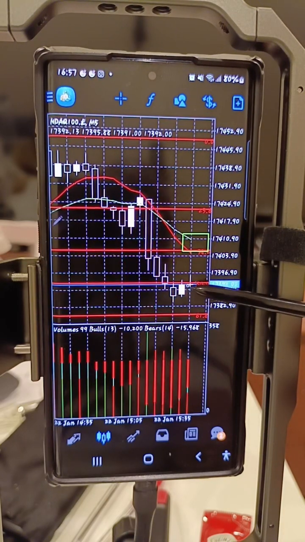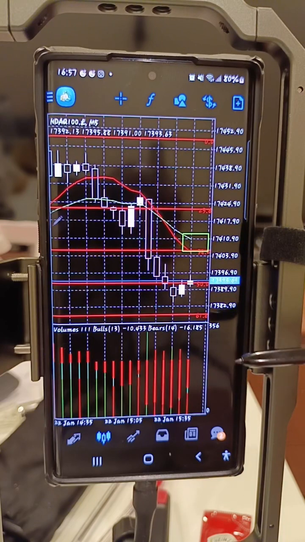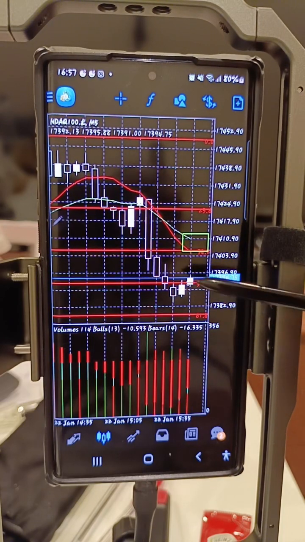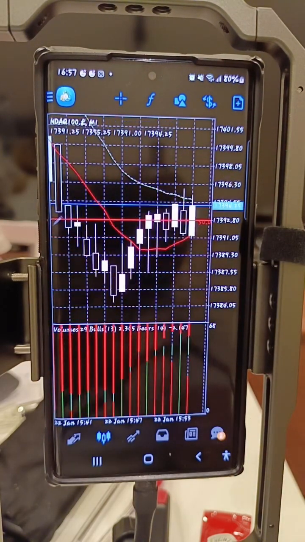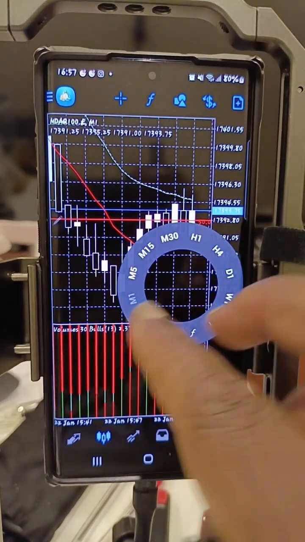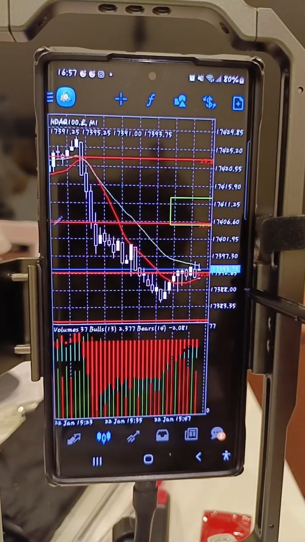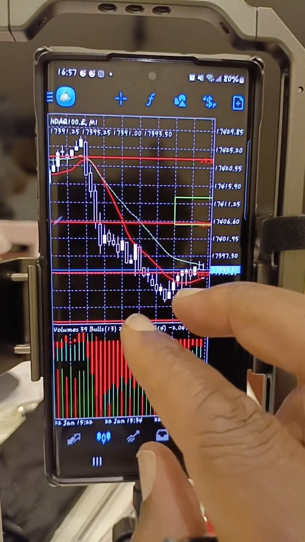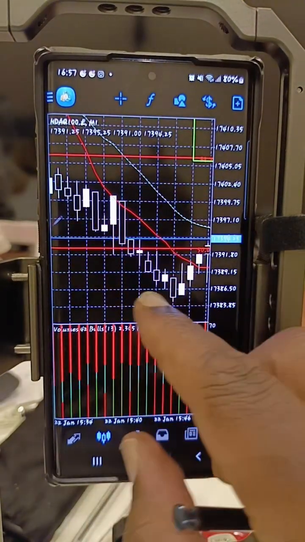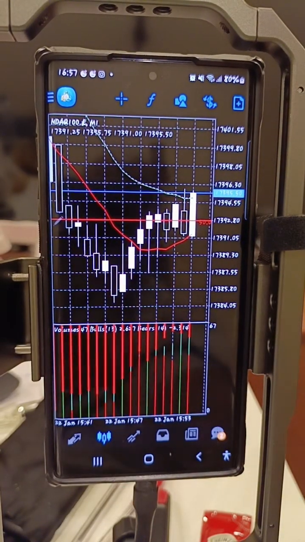Now it resists. You've got 3 more minutes. I'm just going to see what happened here. If I move it down to a 1 minute, strong selling is still happening. 3 more minutes.